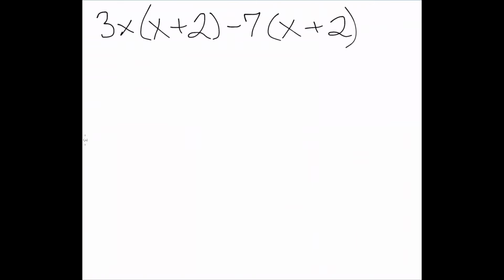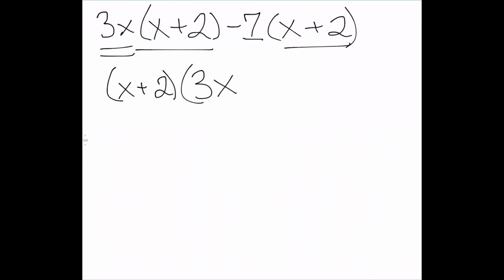We can expand this idea to some similar things like this, 3x times x plus 2 minus 7 times x plus 2. I can see that what they have in common is the x plus 2. So if I remove that, the first term is left with the 3x, the second with a minus 7. So I have x plus 2 times 3x minus 7.